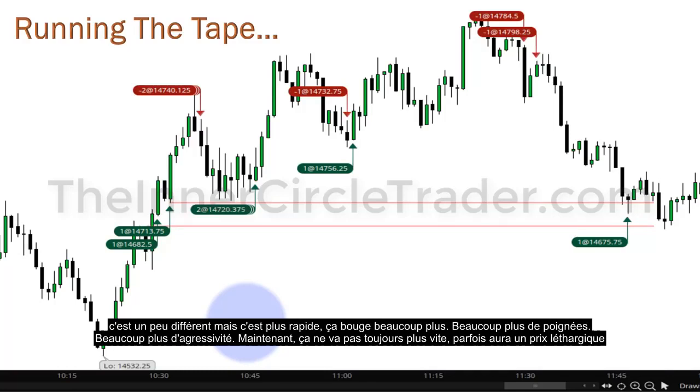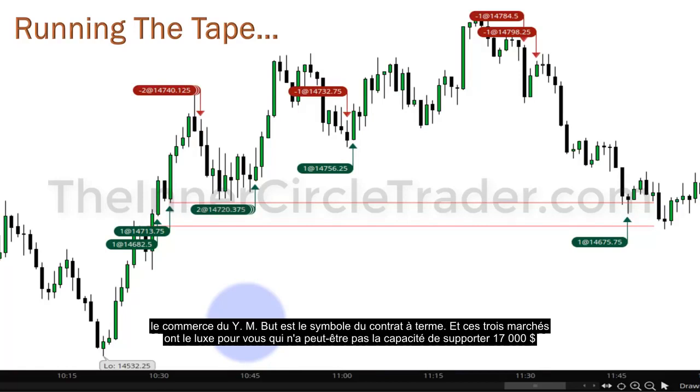But it's faster. It moves a lot more handles, a lot more aggression. Now, it doesn't always move faster. Sometimes we'll have a lethargic price action in this indice or another out of the three. That would be the S&P, the NASDAQ, and the Dow. I personally don't trade the Dow that much, but there's a lot of my students that love trading the YM. But YM is the symbol for the futures contract.